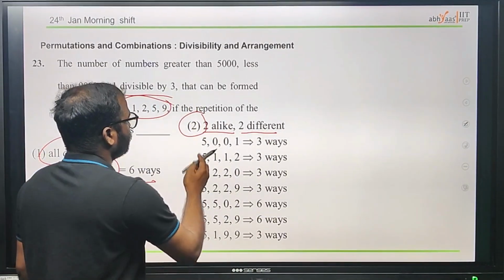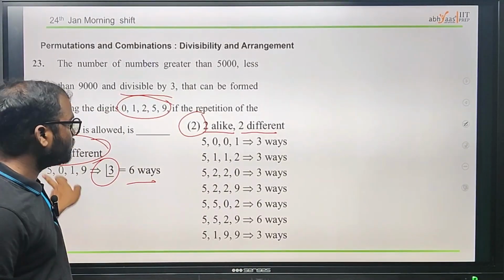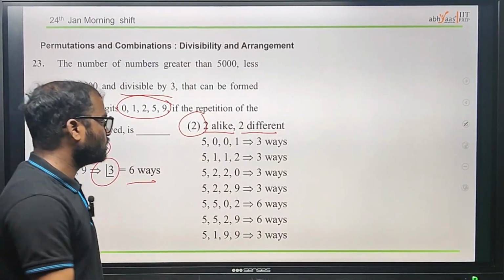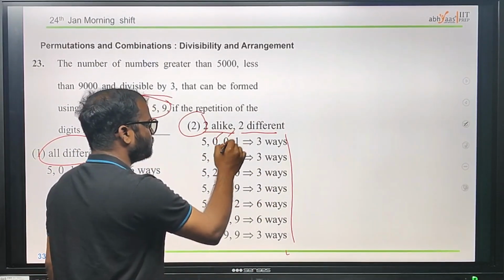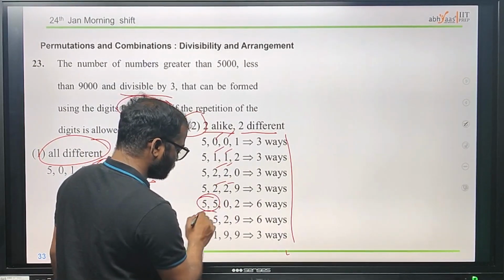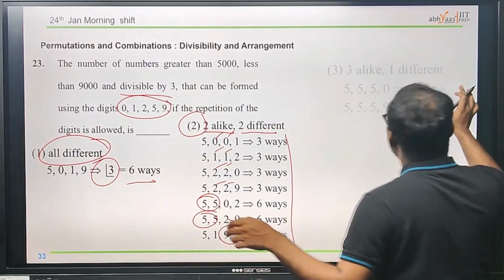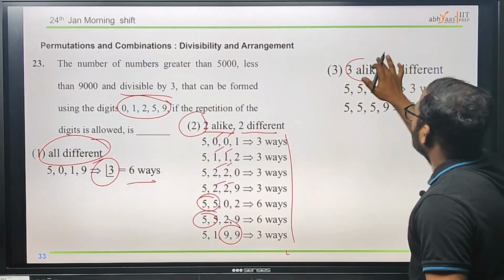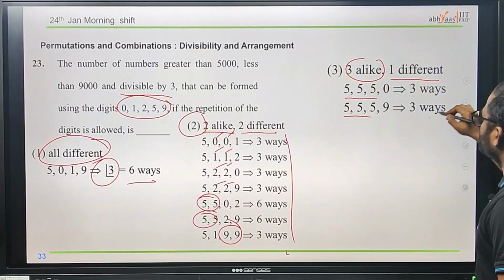If the repetition of the digits is allowed, we are seeing the all different case and the 2 alike, 2 different cases. Thus we are having this kind of situation, like here 0 is repeated, 1 is repeated, 2 is repeated, and this as well. Here 5 is repeated and here as well. That's how we got this type of ways for the second case. Now for the third case, 3 alike and 1 different. Thus we have 6 ways.